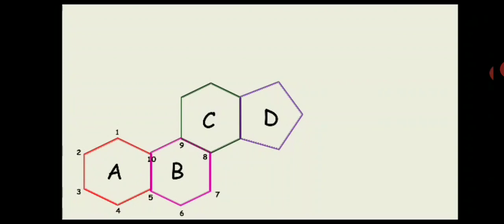Now see where I start my 11th number carbon, over the C ring. This is the 11th carbon, then 12, then 13, 14, 15, 16, and 17. So this is the 17th carbon.